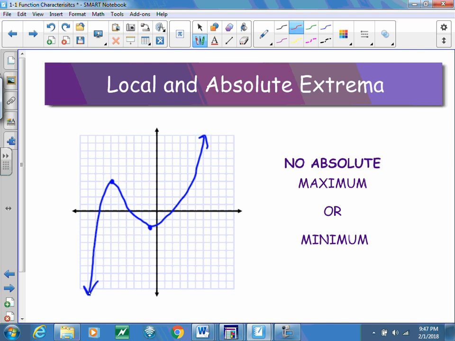As you look at the graph here, we're starting out at negative infinity and going all the way up to positive infinity. And so here I'm working with a local maximum, and here I'm working with a local minimum. There is no absolute maximum or minimum.